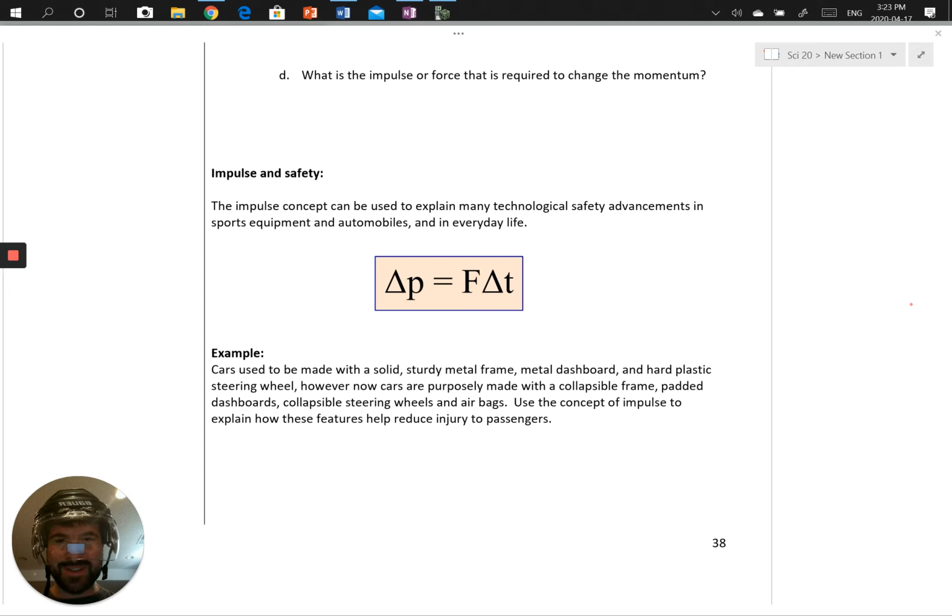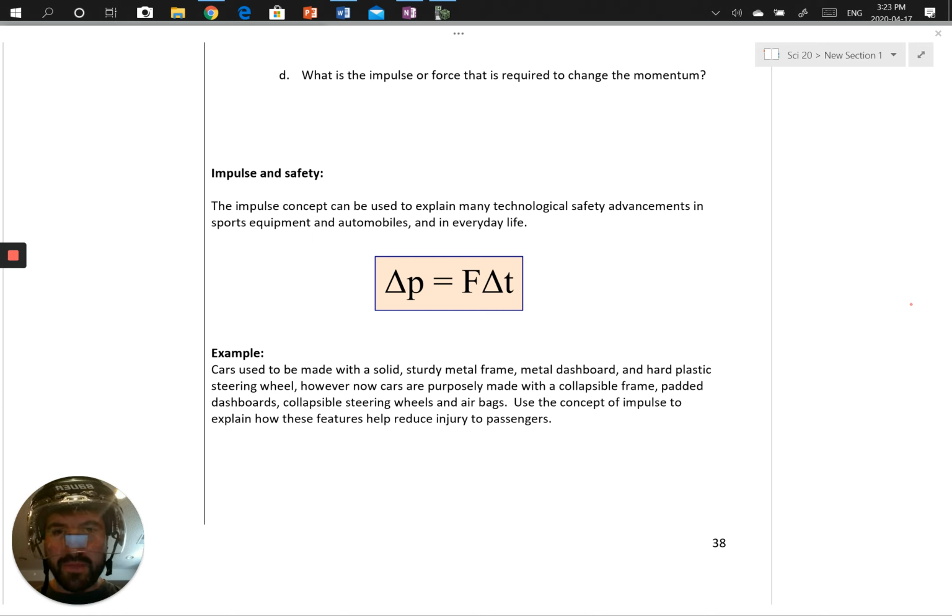Hi, Science 20s. Mr. Riley here, and I'm wearing my trusty helmet because we're going to talk about how the idea of impulse can be used to explain how safety equipment works. And impulse can also be used to help us design better safety equipment.